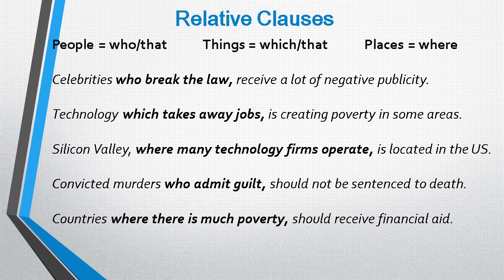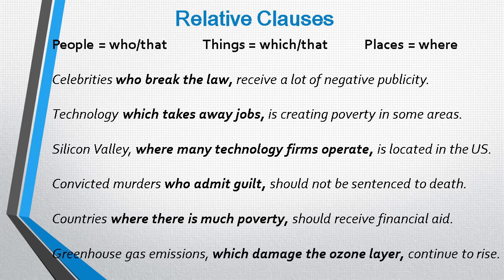And the final example we've got is greenhouse gas emissions, which damage the ozone layer, continue to rise. So again, it's after the noun, the sentence makes sense without the relative clause, and damage is the verb which matches to the noun greenhouse gas emissions. So it's not damages, it's damage. Okay, that's a few examples. Let's have a recap on some of the main points that we hopefully learnt from that.